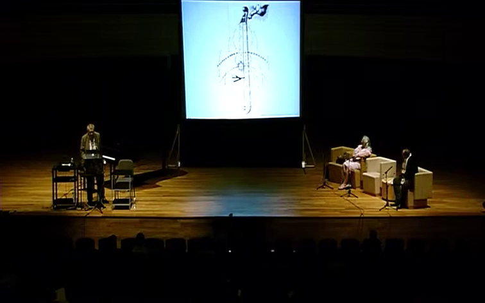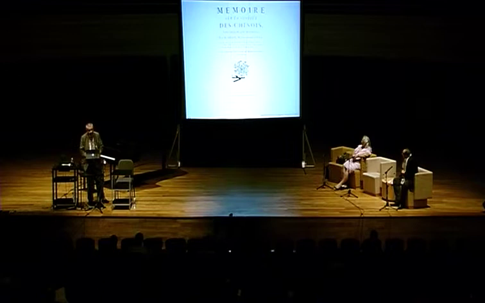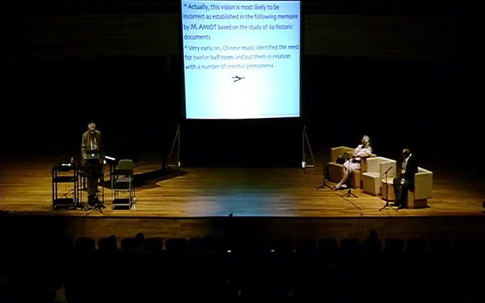Actually, this vision that I just described, which is traditionally the way the Western people presented it, can be really challenged by a very interesting memoir by a Jesuit whose name was Amyot, who spent about 30 to 40 years of his life in China. And he published in 1779 a memoir on Chinese music, which is an absolutely extraordinary book in which he basically explains a compendium of 69 Chinese manuscripts describing the whole history of Chinese music. And very early on, actually, Chinese music identified the need of 12 half tones and put them in relation with a number of celestial phenomena.